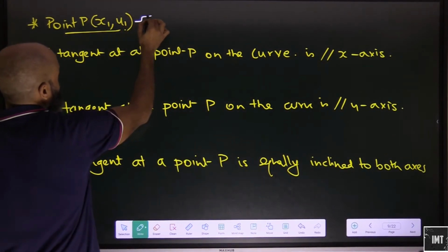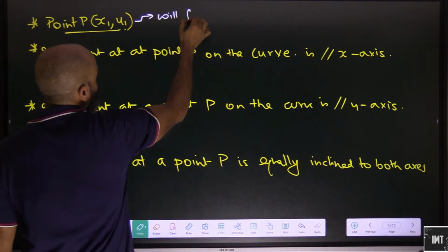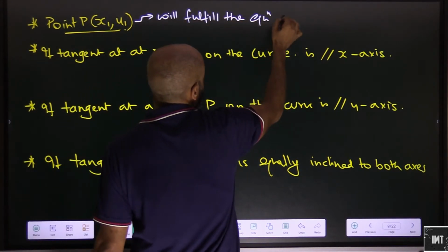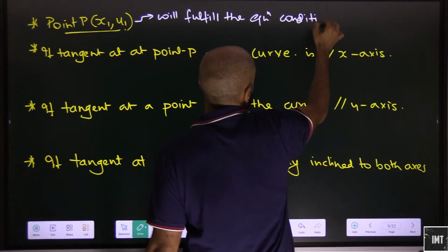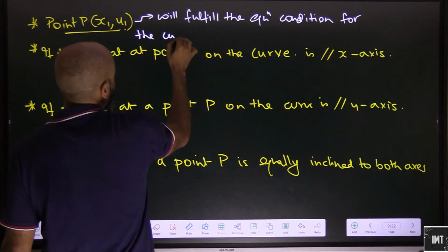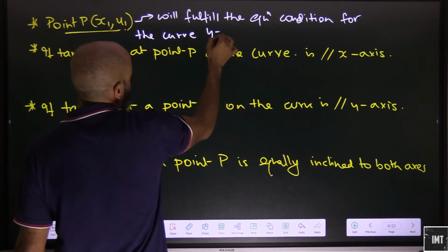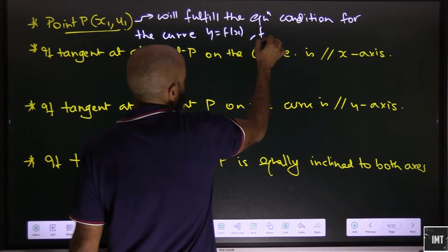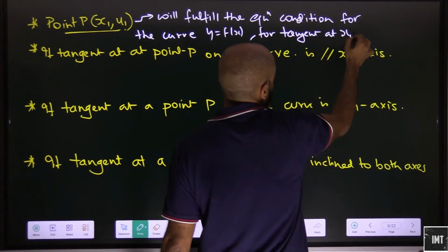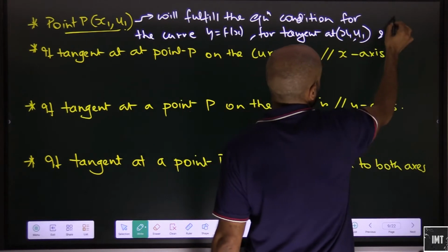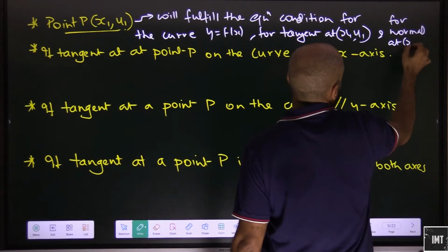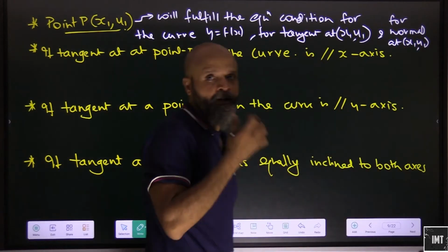So point P x1 y1 will fulfill the equation conditions for the curve obviously, that is y is equal to fx, for tangent at x1 y1, and for normal at x1 y1. So it is going to fulfill all these conditions.